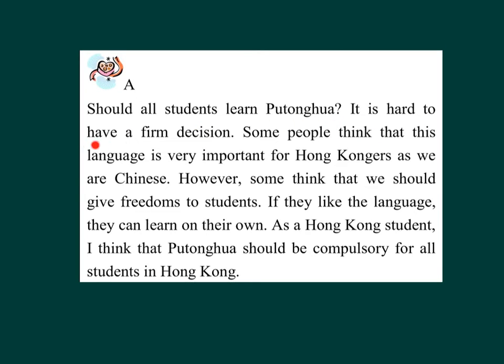It is hard to have a firm decision. Some people think that this language is very important for Hong Kongers as we are Chinese. However, some think that we should give freedom to students. If they like the language, they can learn on their own. As a Hong Kong student, I think that 普通话 should be compulsory for all students in Hong Kong.